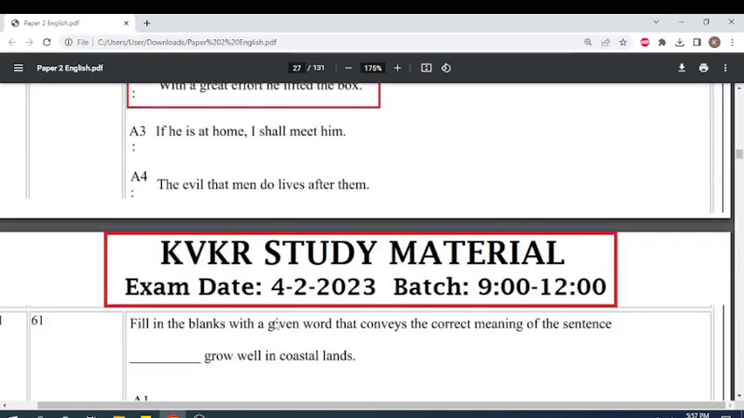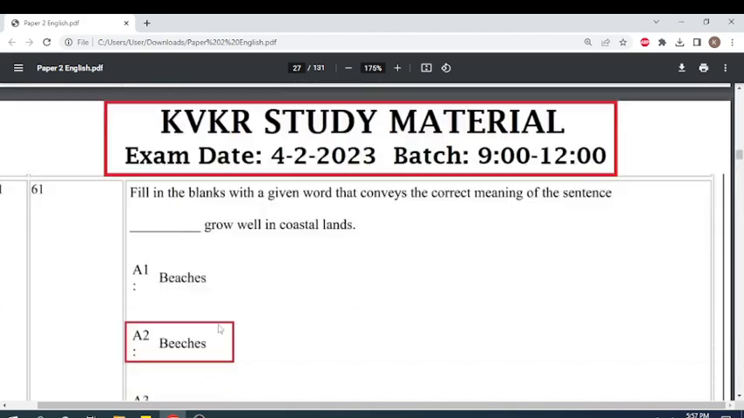Next question paper: exam date 4-2-2023, morning batch, tentative answer key. 61.